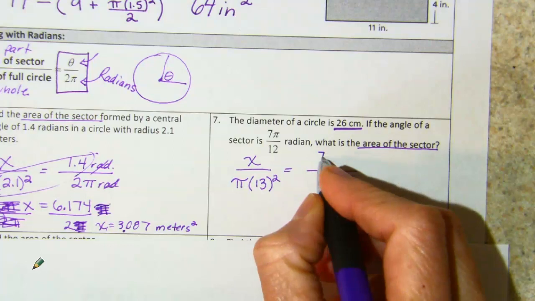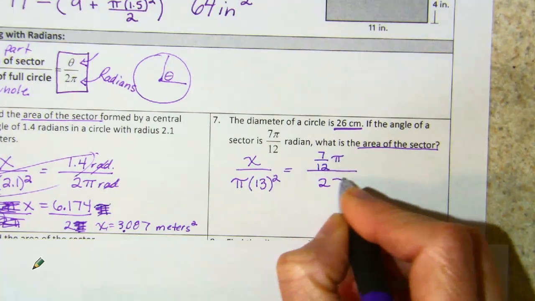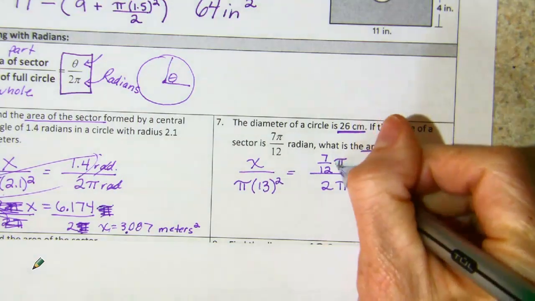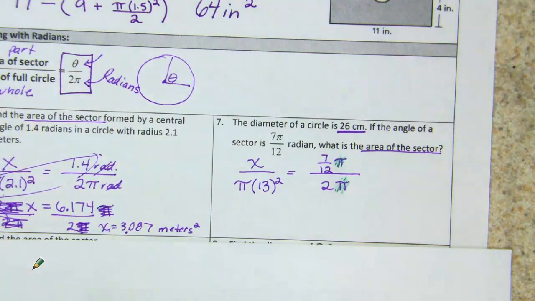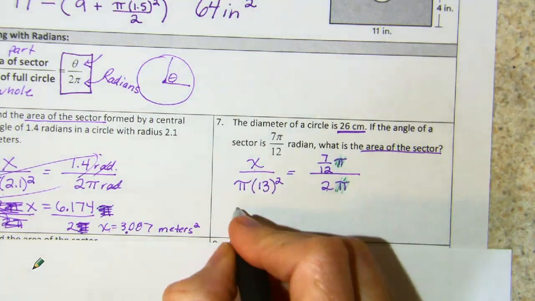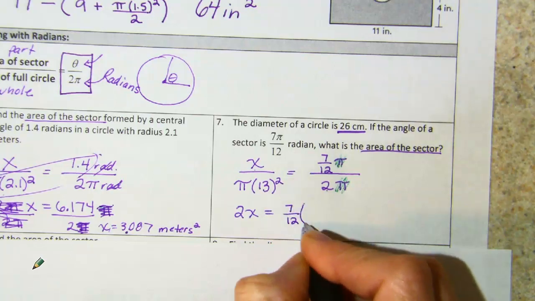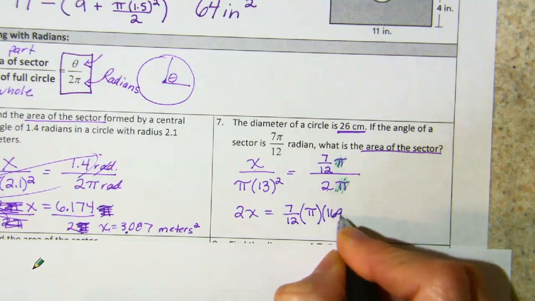Now, this is where it gets a little weird. So it's 7/12 pi radians over 2 pi. Now, the first thing that I want you to realize that you are allowed to do, you are allowed to simplify this by getting rid of those pi's right there. So that is a legal move. Now that we know that, we now cross multiply. 2x equals 7/12 times pi times, I'm going to go ahead and say that's 169.